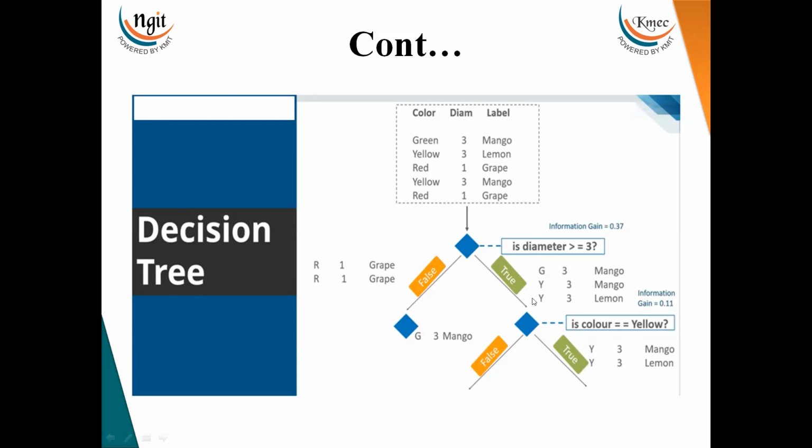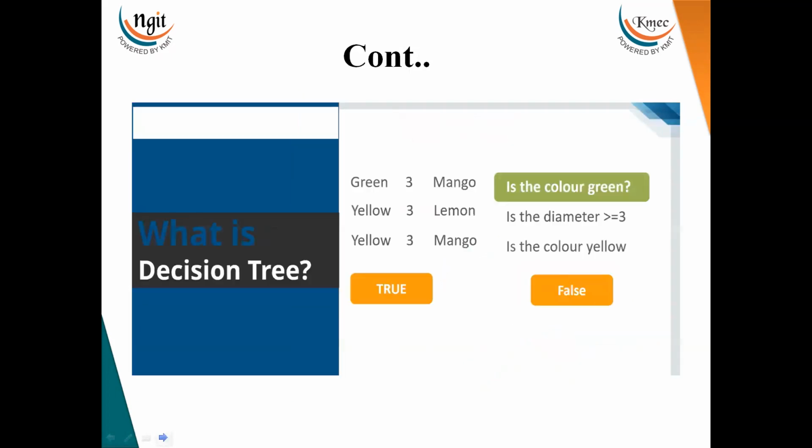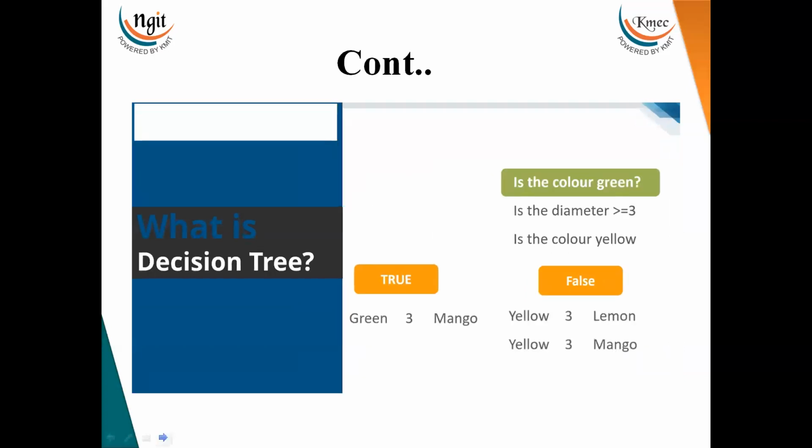Fine. So there are different ways of classification here, and there could be different questions or different conditions through which we can classify the data. Now just a quick overview. If the diameter is greater than 3, if it is true, then it could be lemon or a mango. Then again we are asking another question, if the color is yellow or not. If the color is yellow, it will fall into one category, otherwise it will fall into the other category.